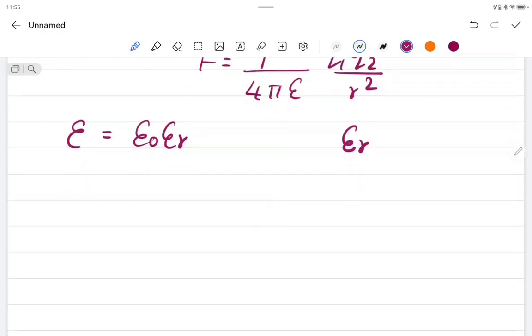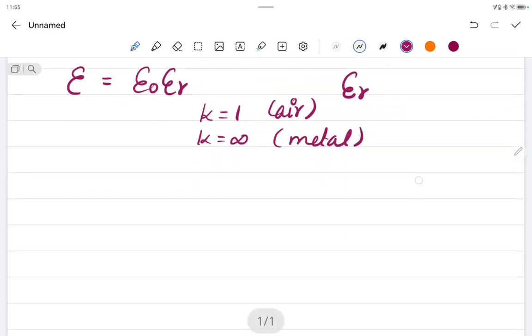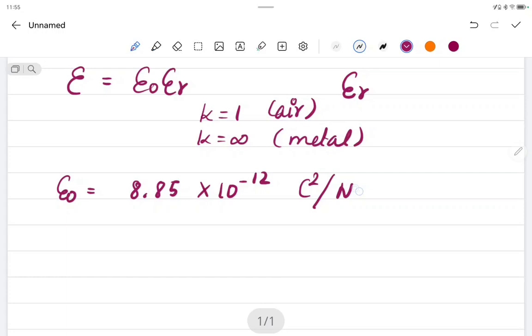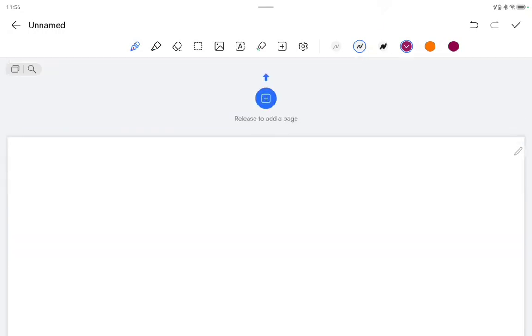So for air, the dielectric constant is 1. For a conductor or a metal, the dielectric constant will be infinity. This is in case of air, and this is in case of a metal or a conductor. And what is the value of epsilon naught? That is 8.85 into 10 power minus 12 Coulomb square per Newton meter square. This is the value of epsilon naught, the permittivity of free space.